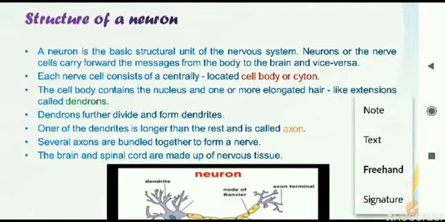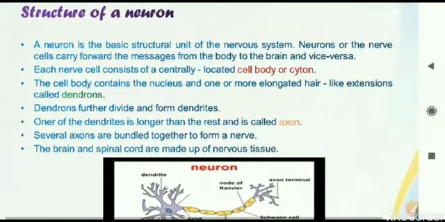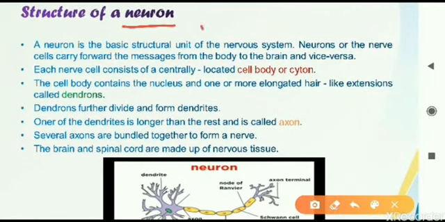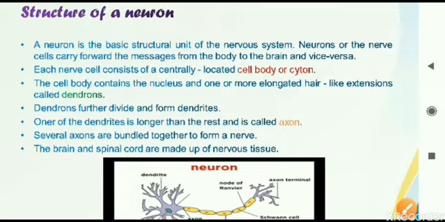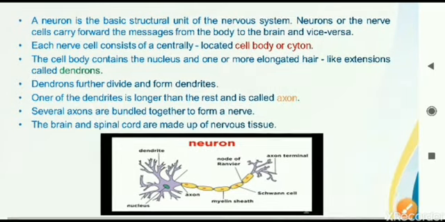Now we will see the structure of a neuron. Neuron means nerve cell. So it can also be asked like this: structure of a nerve cell. Both are the same thing only. Don't confuse the structure of a neuron with the structure of a nerve cell. Both are the same. Now we will have the explanation of this. This is a very important topic for you to prepare.